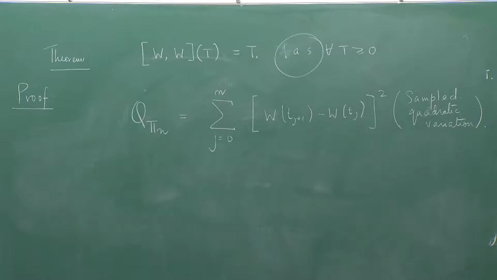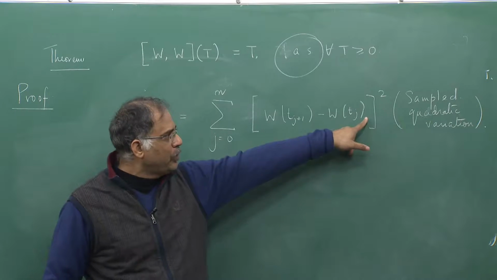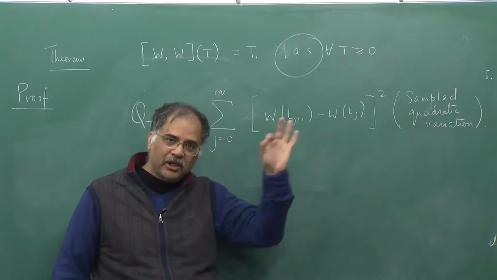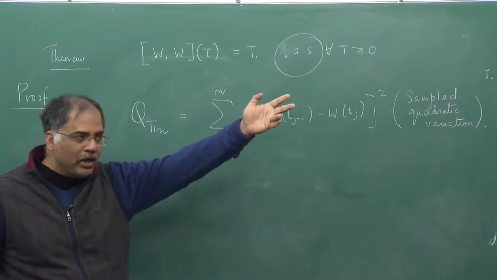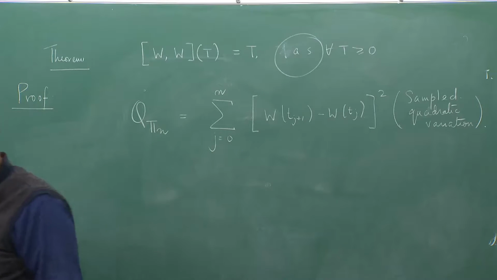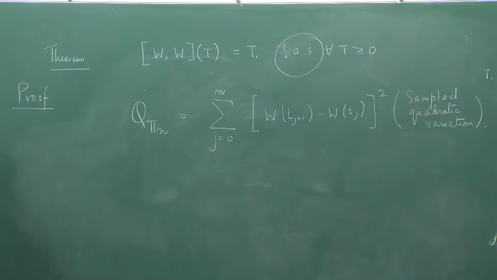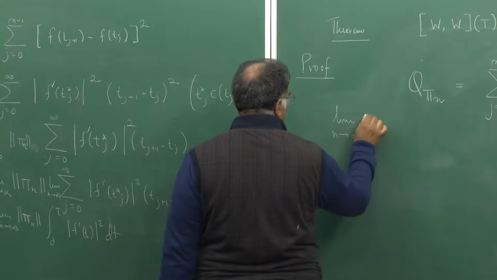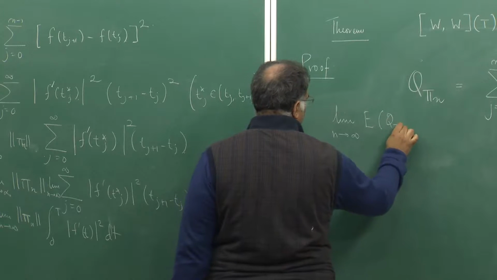When you are talking about the sampled quadratic variation, you have to observe that this Q pi n is actually a random variable. Because this is a random variable, I can put in a particular scenario omega, and you will have a Q pi n of omega that gives a particular value for the same partition. If you change the scenario omega to another omega 1, then for the same partition it will give a different value. Now, what we are going to prove first is an amazing thing. Let me first tell you what we are going to prove: that the limit as n tends to infinity of the expected value of Q pi n is t.